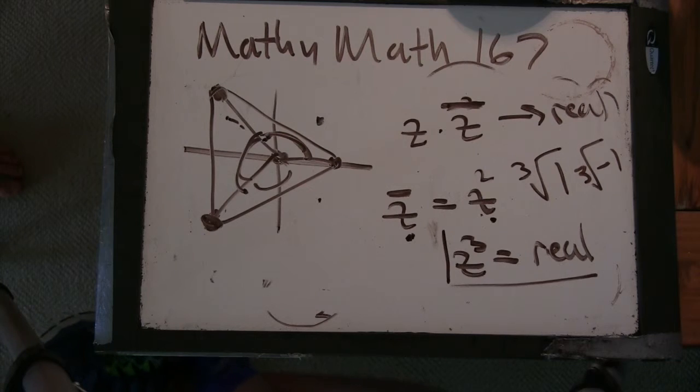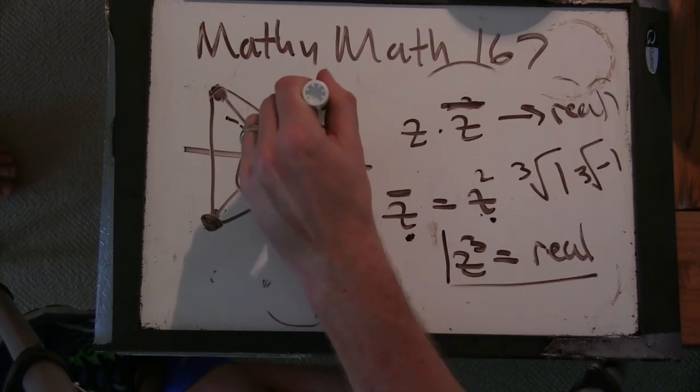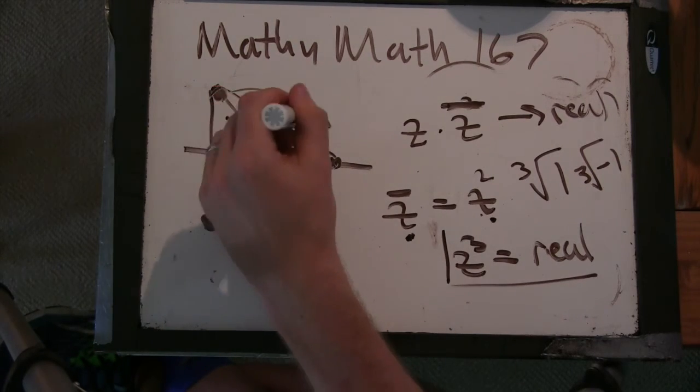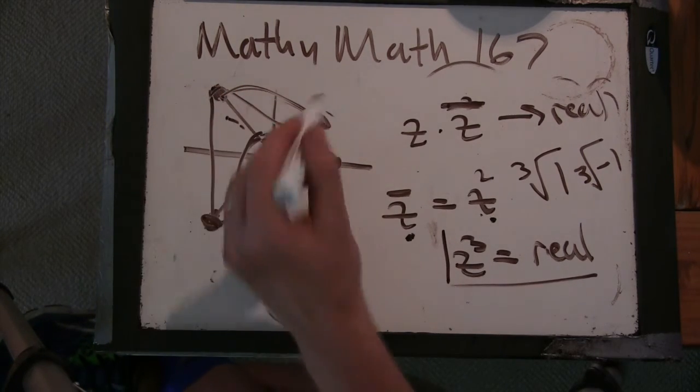This is a pretty cool problem. It also shows why the cube roots of minus 1 don't work, because when you square this one, it's 60 degrees, so it goes to 120, but that's not the complex conjugate. That's going over the y-axis instead.